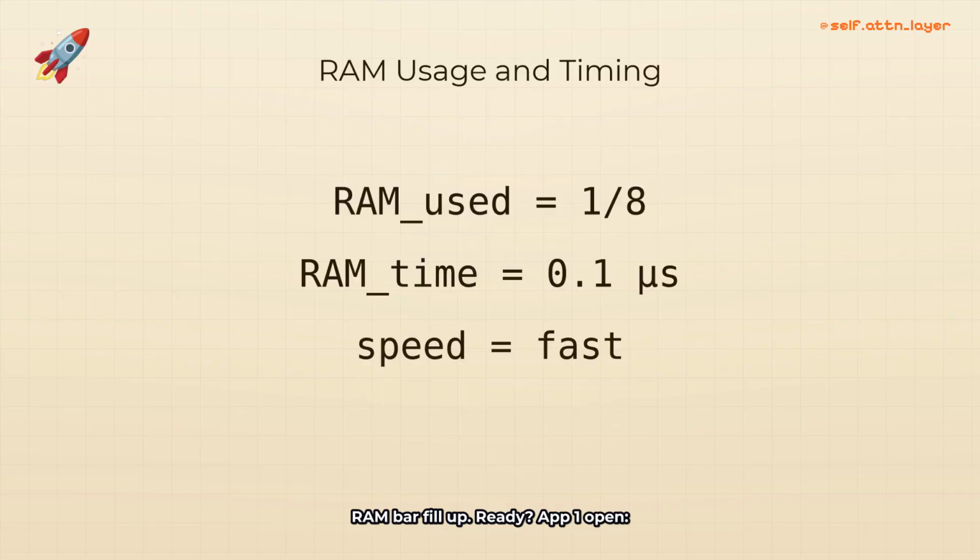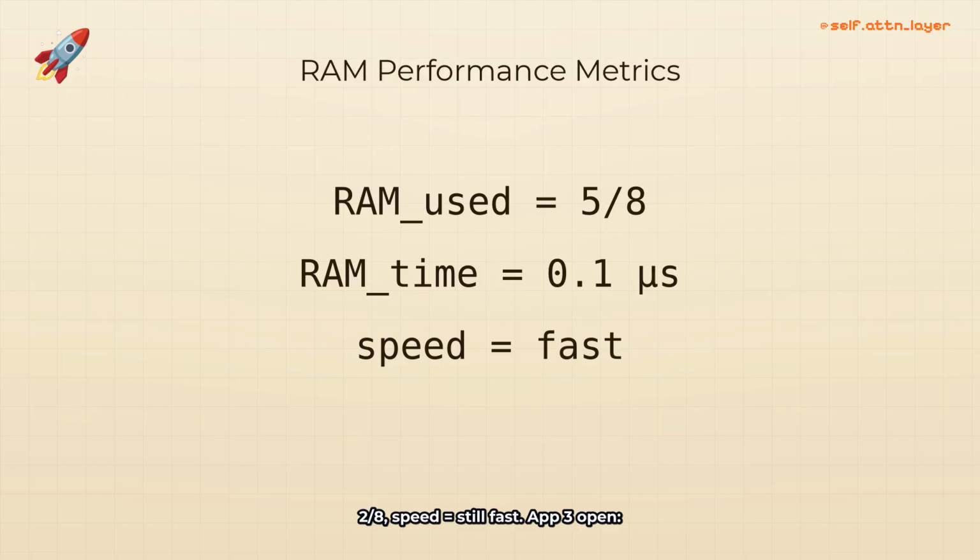Ready? App 1 open, RAM used equals 1/8. Speed equals fast, no swaps needed. App 2 open, RAM used equals 2/8. Speed equals still fast. App 3 open, RAM used equals 3/8, speed equals fast. App 4 open, RAM used equals 4/8, speed equals fast. App 5 open, RAM used equals 5/8, speed equals fast.